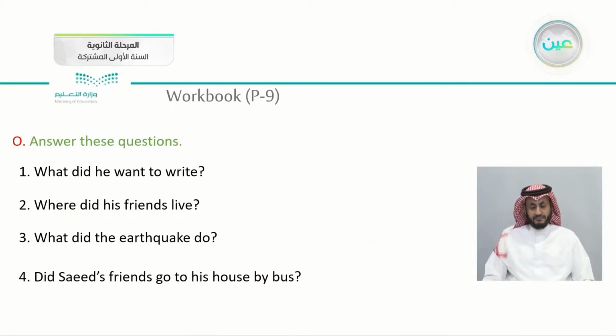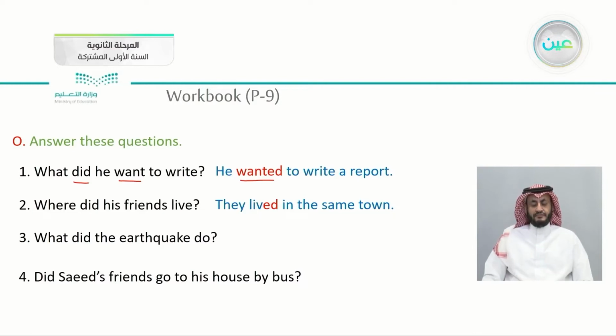Now let's try to answer these questions. Same page, page 9 in your workbooks. I want you to answer the questions. What did our friend, what did he want to write? He wanted to write a report. So we have did and want. It's wanted. He wanted to write a report. Where did his friends live? They lived in the same town. So did and live, so it's lived.